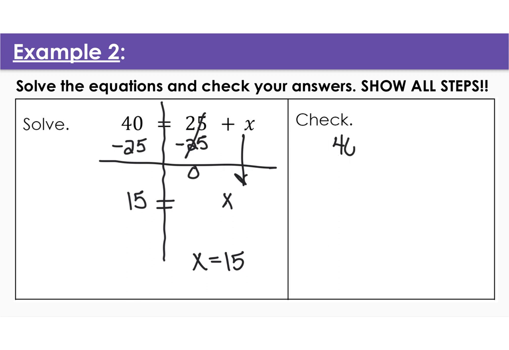So I'm going to rewrite the equation here. And we're saying x equals 15, so I'm going to substitute. I'm going to take the x out, put the 15 in. Simplify both sides. The 40 is already simplified. So 25 plus 15 is 40. So that is correct. We checked our equation and our solution. x equals 15 is a solution to 40 equals 25 plus x.